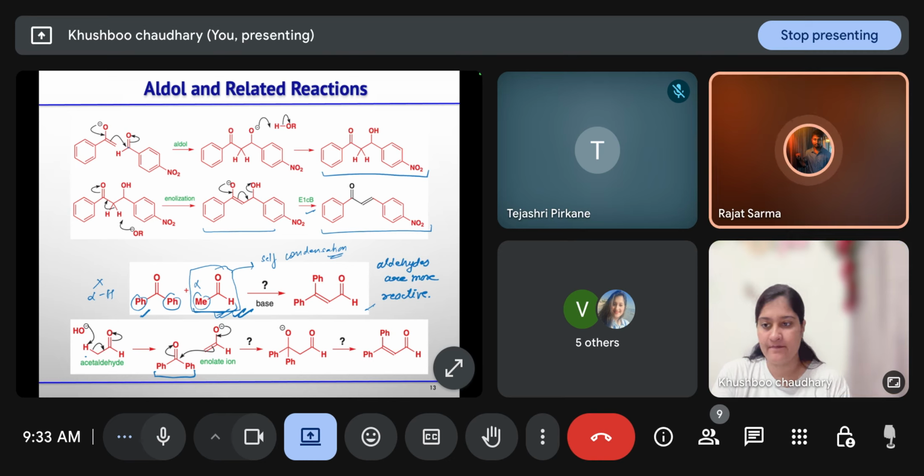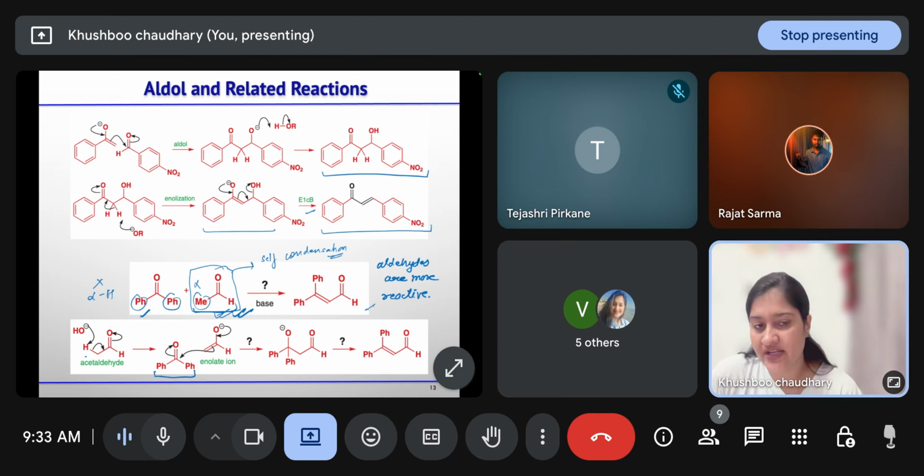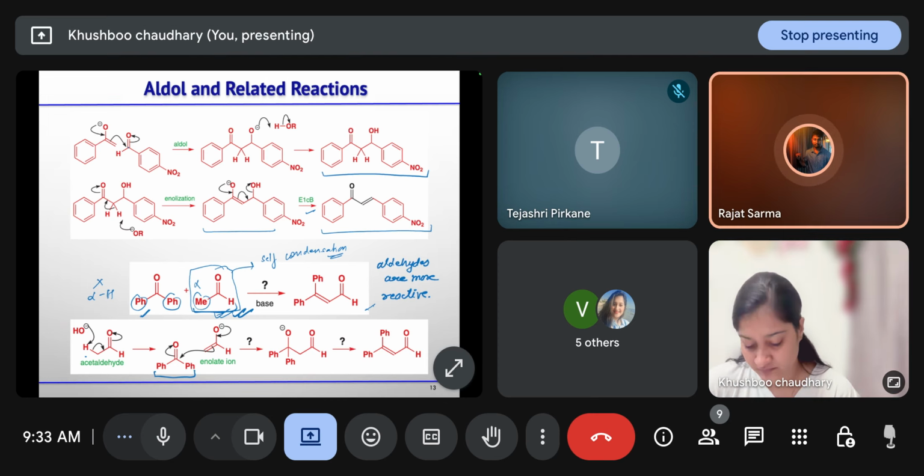Ma'am, can you please explain the reason why aldehydes are more reactive than ketones? Like, what's the gist of it?